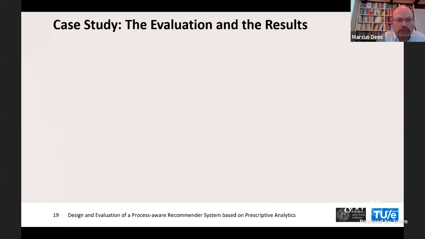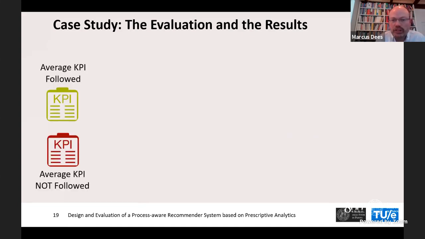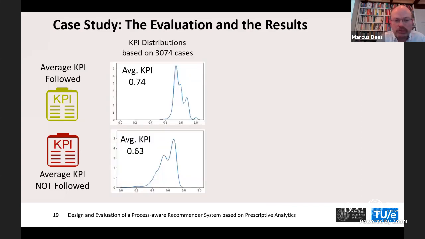To do this evaluation, we first compare the average KPI values when recommendations are followed and not followed. Here you can see the graphs. And we find that following the recommendation is actually related to a higher KPI value of 0.74, which means when the recommendation is followed, a higher percentage of customers finds a new job than when the recommendation is not followed, which has an average KPI value of 0.63.